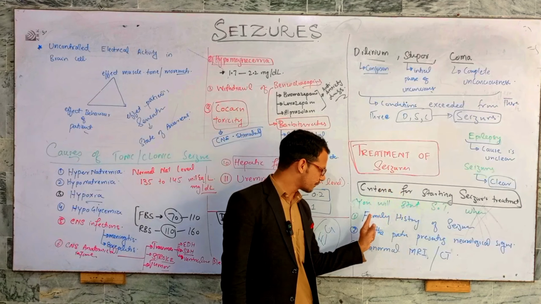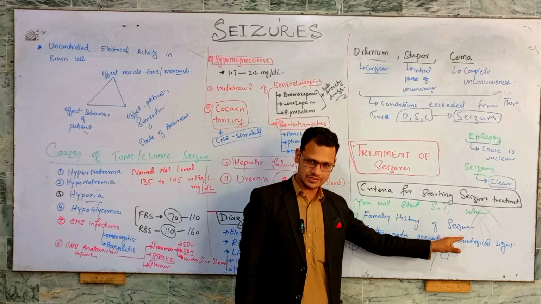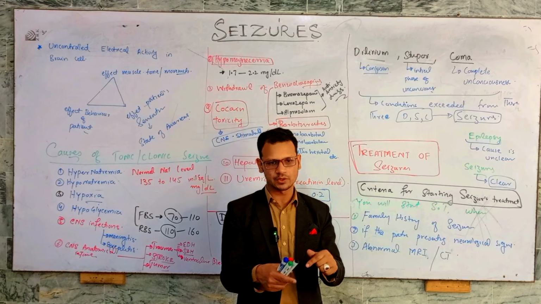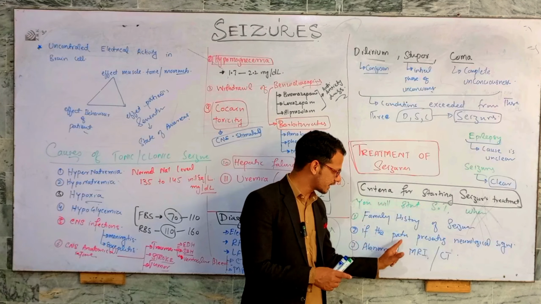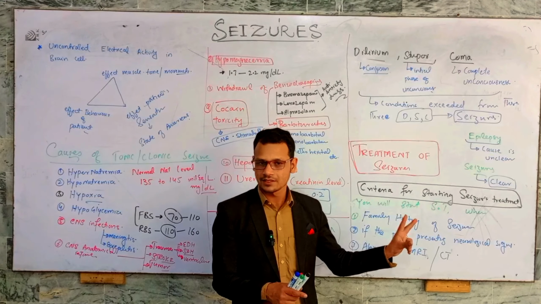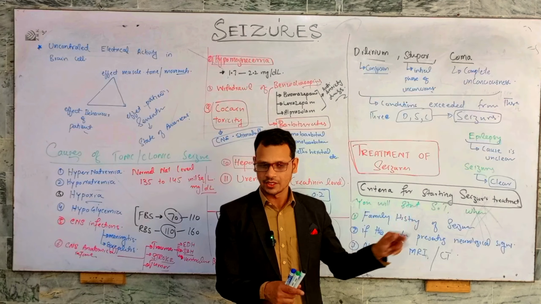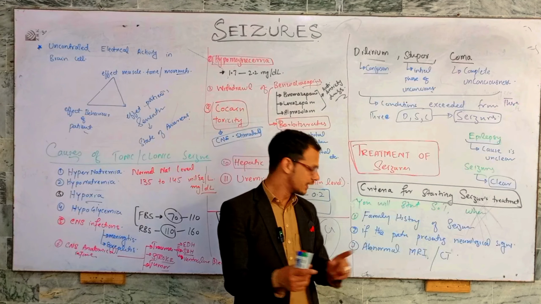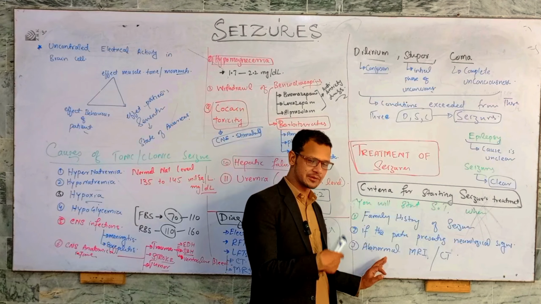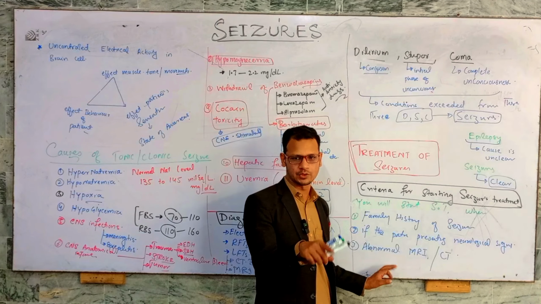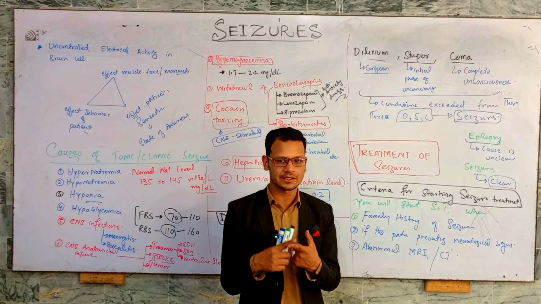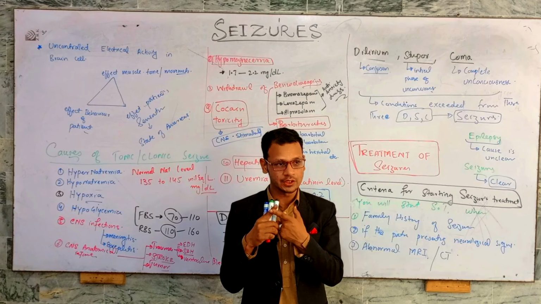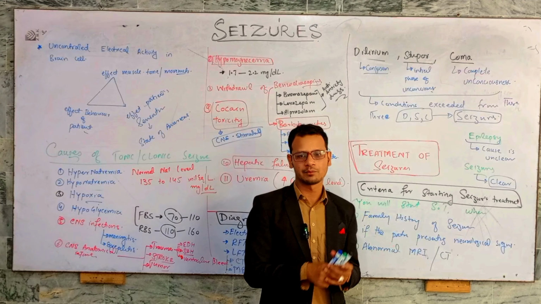The first is when the patient has a family history of seizures and you see the seizures in the patient, you can start the treatment of seizures. If the patient is presenting neurological signs of seizures, you can start treatment. If the patient has abnormal CT or MRI, you can start treatment. Otherwise, you cannot start the treatment of seizures when you see the seizure first time in a patient.